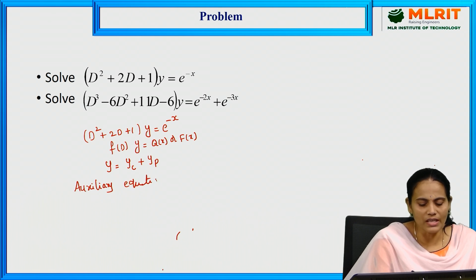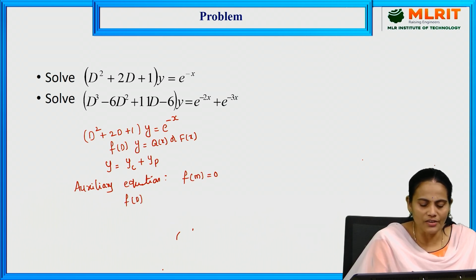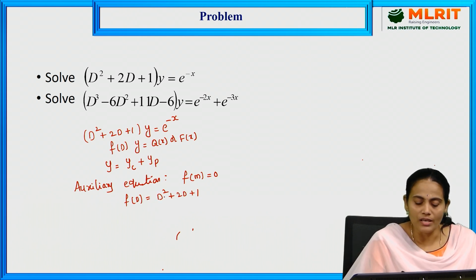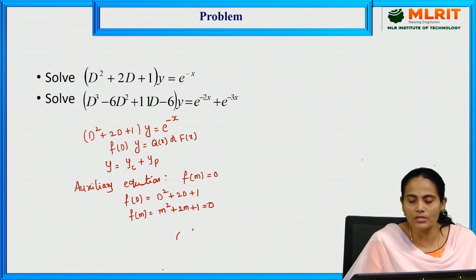So the auxiliary equation is nothing but the algebraic equation f of m is equal to 0. So we have f of D. What is f of D from the given differential equation? D square plus 2D plus 1. Now you have to replace D by m and equate it to 0. f of m is equal to m square plus 2m plus 1 is equal to 0.